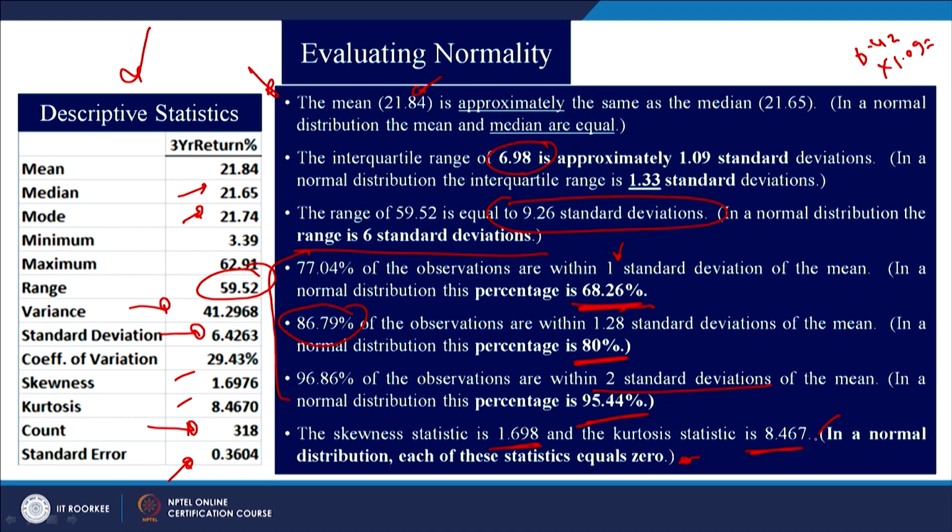In fact, we will look at this particular part a little later. For the time being, you just do not look at this. Skewness in this particular case is 1.69, and kurtosis is 8.46. We will look at what should be the values of skewness and kurtosis for normality in some other session. For the time being, don't consider this point. Okay.